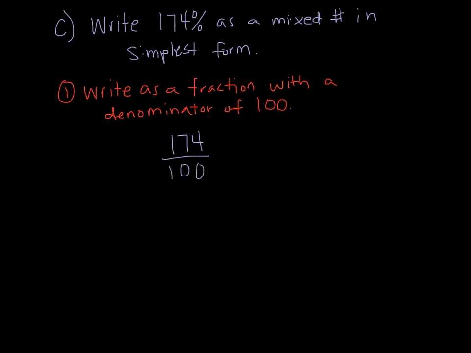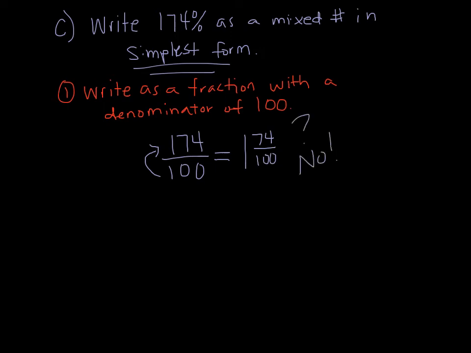We all know how to get from an improper fraction to a mixed number, correct? It's asking us to do it in simplest form. So we say, how many times does 100 go into 174? Well, it goes in one whole time. What do I have left? 74 over 100. Am I done?